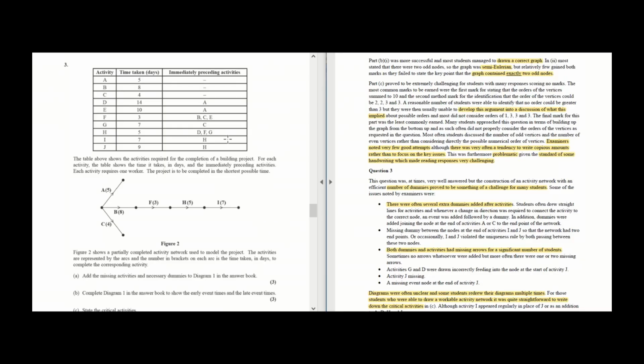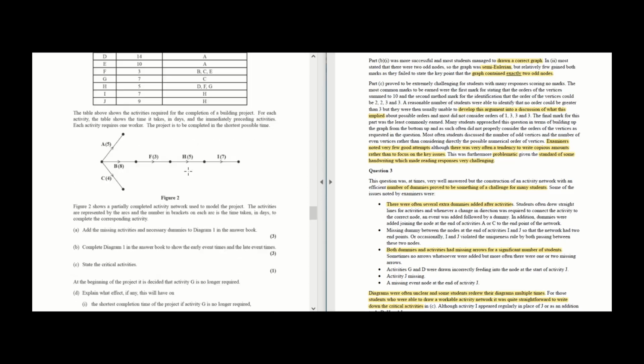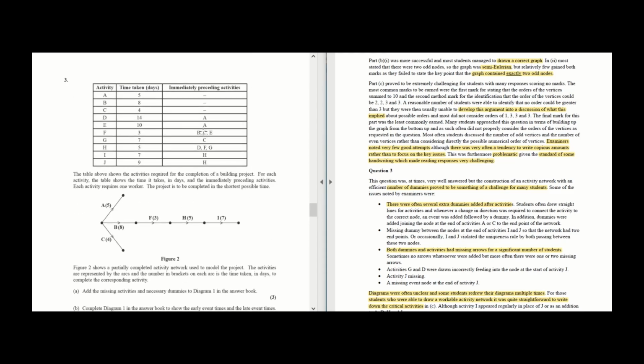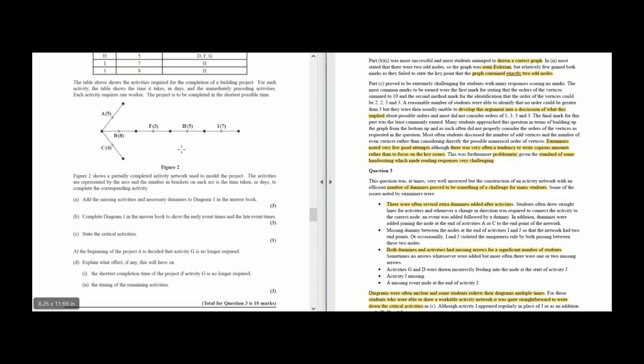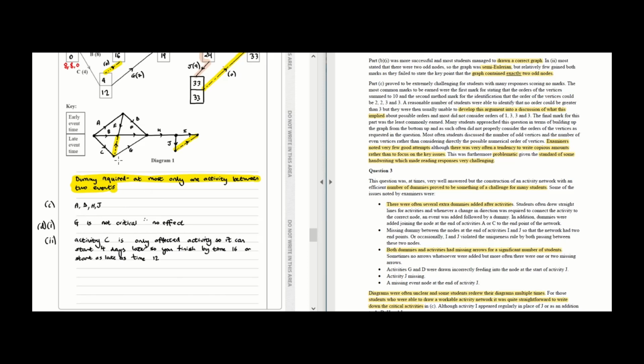In terms of question 3, many people struggled with the concept of dummies. Remember, I talked about when to use the dummies, when you've got, like in this example, a C for activity G and a C for activity F. In that case, you'd have to use a dummy. Same thing with I and J, you'd have to use a dummy there. So I think looking at what the definition of a dummy is would actually help.